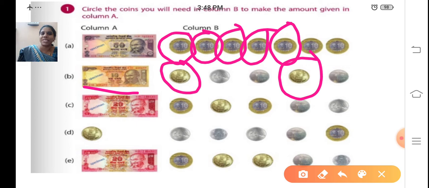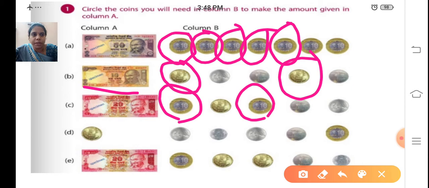Third one, see, 20 rupees. How will you get 20 rupees? Just tell me how many coins you have to circle. See, I'm taking this 10 rupee coin and this 10 rupee coin so that I'll get 20 rupees, isn't it? So the rest two sums are homework for you.